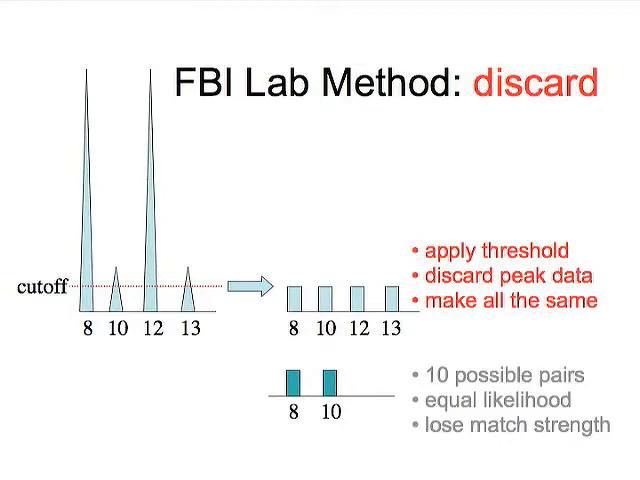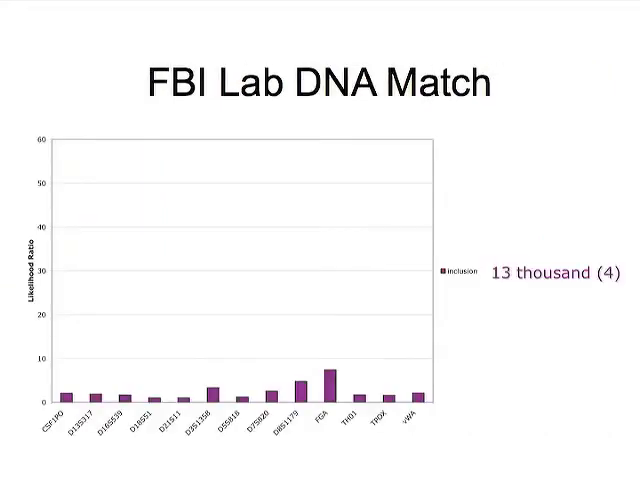The result of having 10 possibilities of equal likelihood instead of only 1, as with the quantitative information method, is a considerable loss of information. How much? Well, we'll see. So let's look at all 13 CODIS loci in this case.